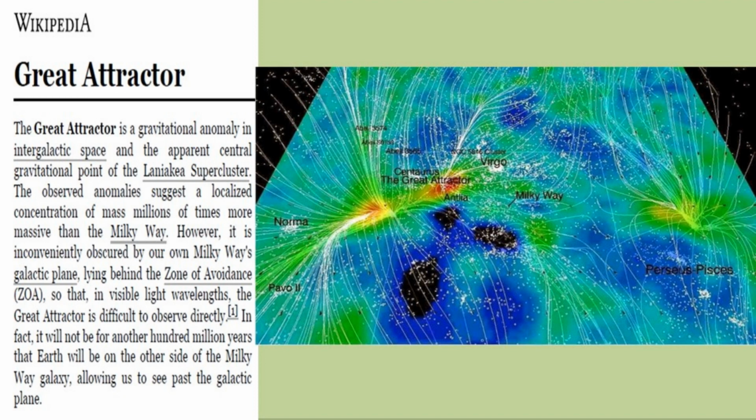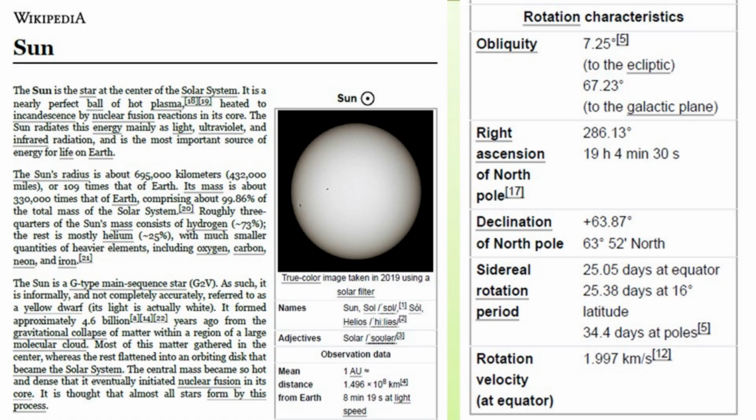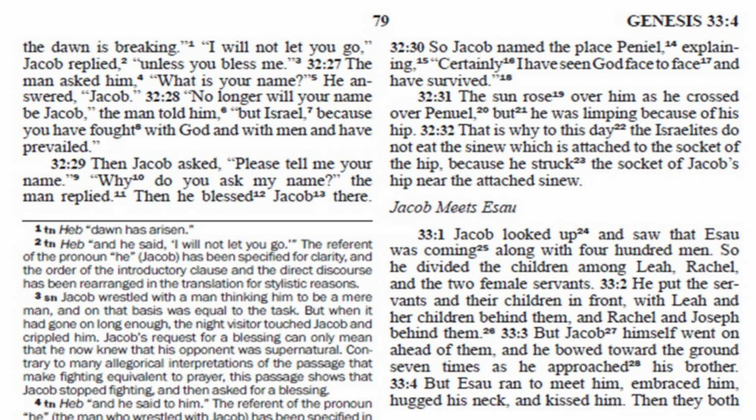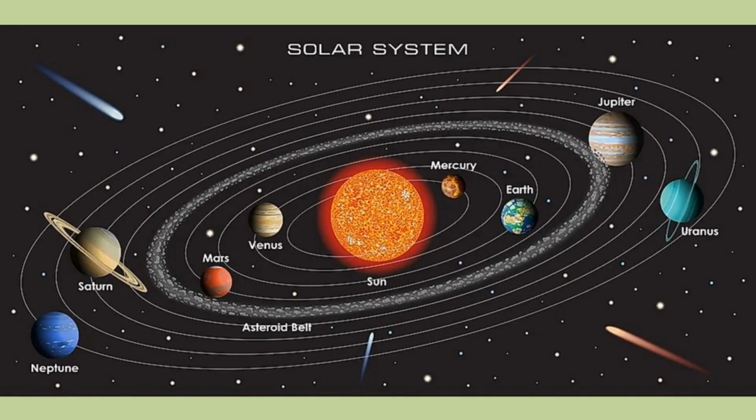The combined gravitational pull exerted by a star and the Great Attractor has caused the tilt of the sun's axis, and the sun succeeded in escaping this gravity. According to verse number 28, the man changed Jacob's name to Israel, where Israel means solar system, as by this time the solar system has started functioning in the true sense.